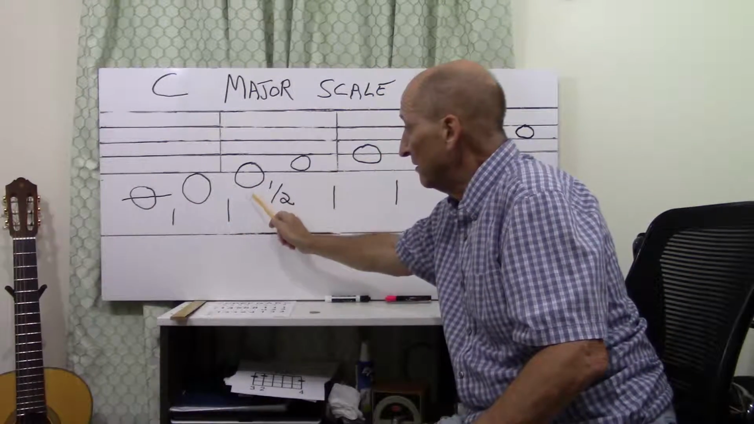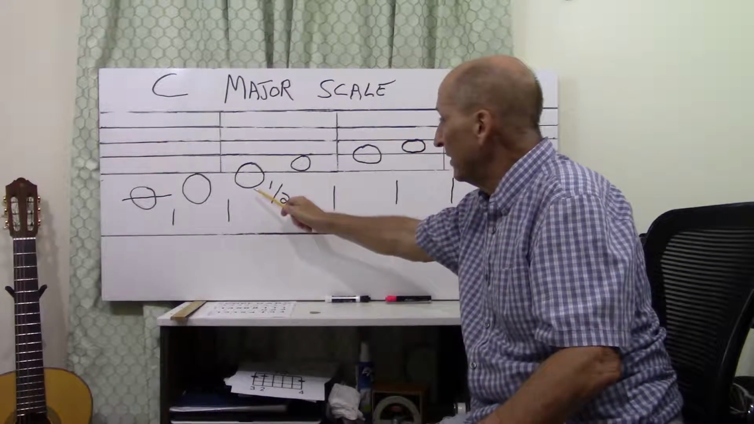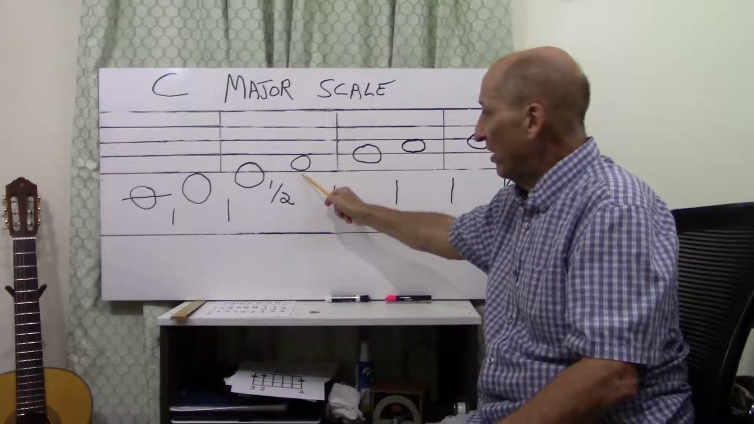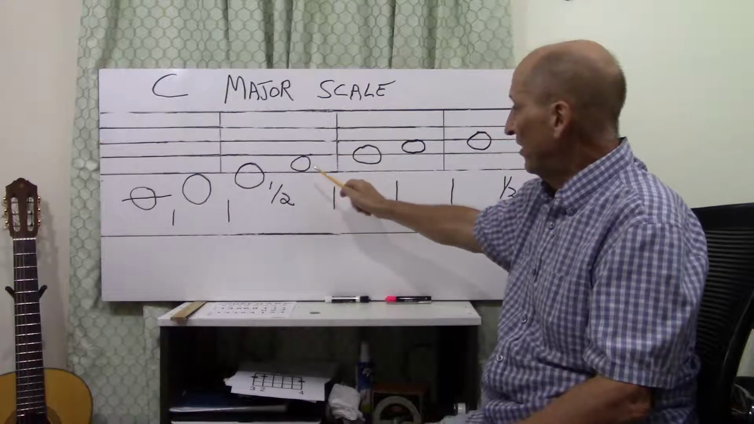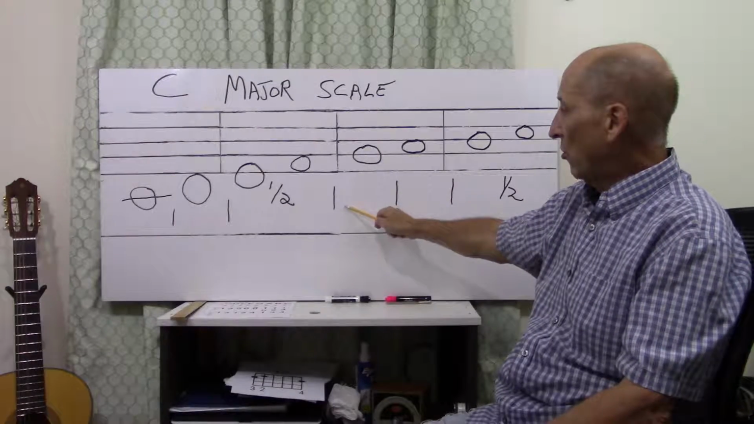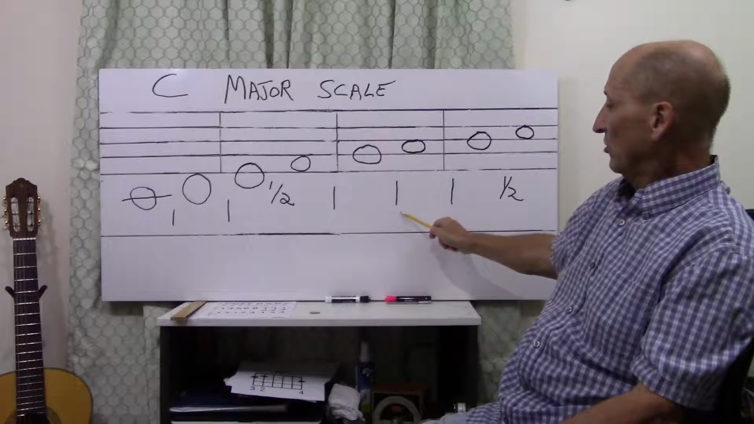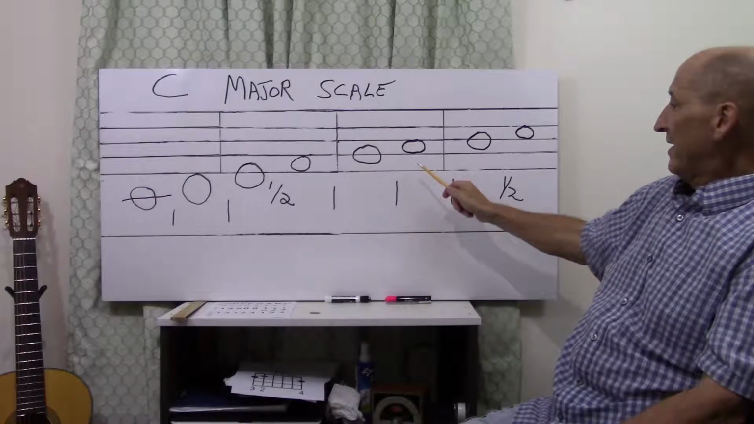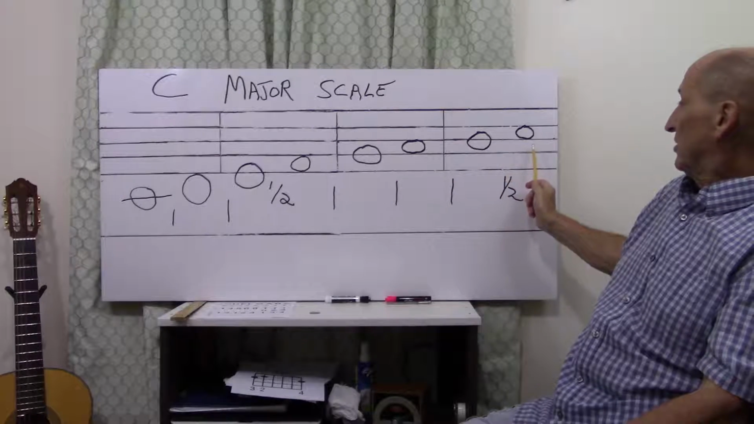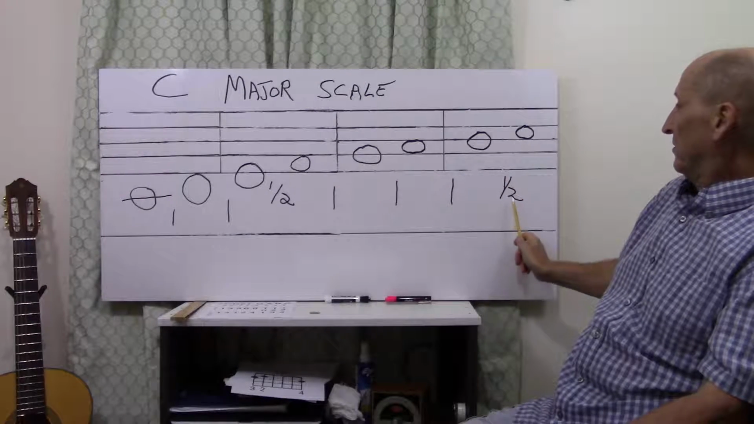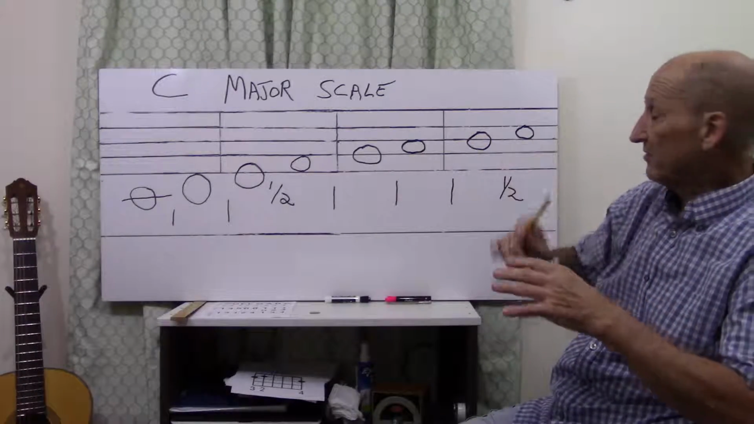D to E, in between we have one step. E to F, we have a half step. F to G, a whole step. G to A, a whole step. A to B, a whole step. B to C is the half step. C being what we call the octave, the eighth note.